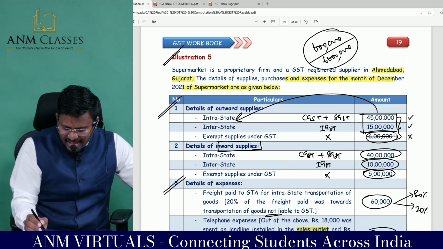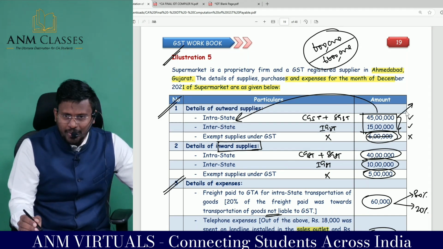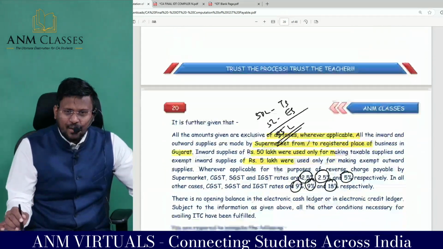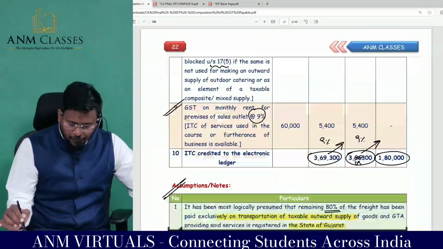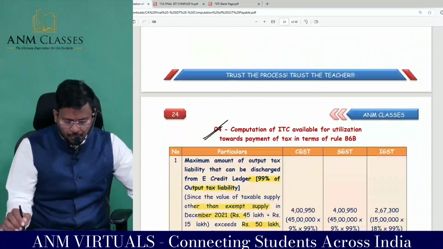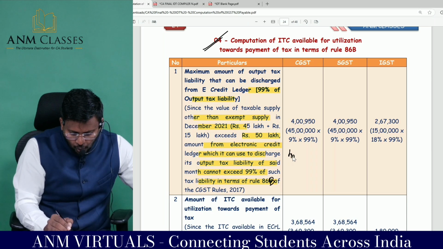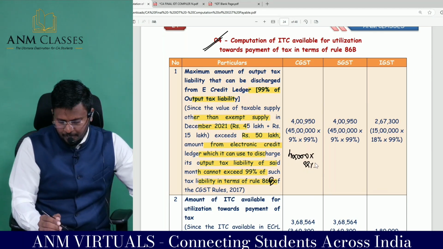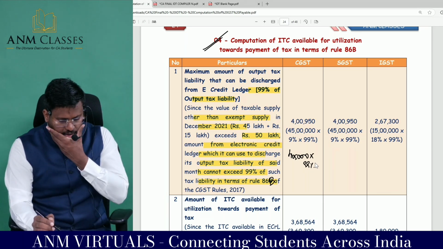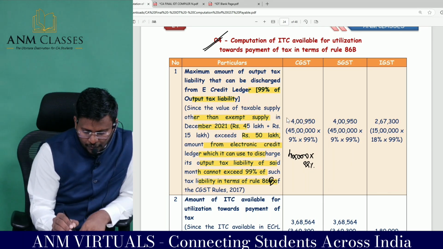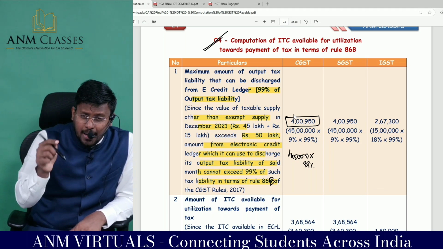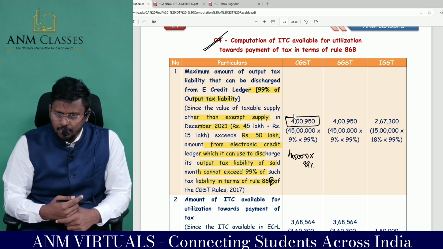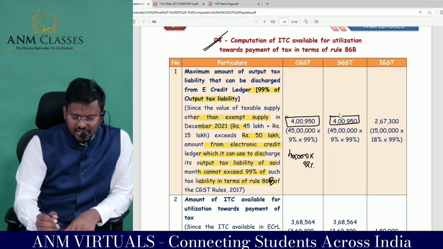For the 6 lakh, you leave it. So for this 45 lakh, you will collect CGST and SGST. For this 15 lakh, you will collect IGST. You have to normally calculate the tax liabilities, which is nothing but 45 lakhs into 9% comes to 4 lakh 5,000, which is the output tax payable, right? On that, you have to apply how much percent? 99%. 4 lakh 5,000 into 99%. This is 4,950,000. This much amount can be used from the electronic credit ledger. The same calculation will come for SGST also.